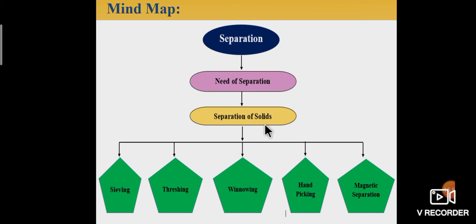After that, separation methods, that is separation of solids. In that, we have seen the sieving method, that is separating solids of different sizes. Second, the threshing method, removing grain from stalks. Third one, the winnowing method, separating lighter solids from heavier ones. Fourth one, the hand picking method, separating distinctly different solids. At last, the magnetic separation method, separating the magnetic substance from non-magnetic substance.